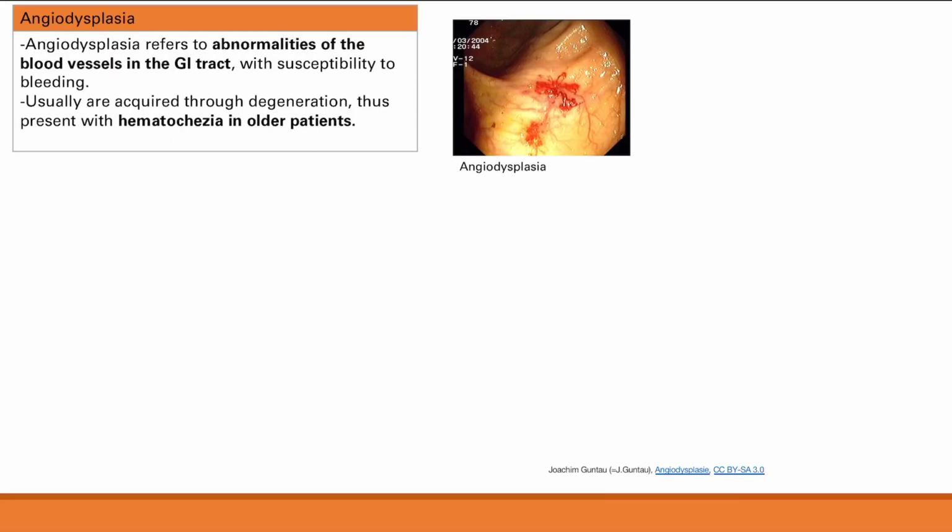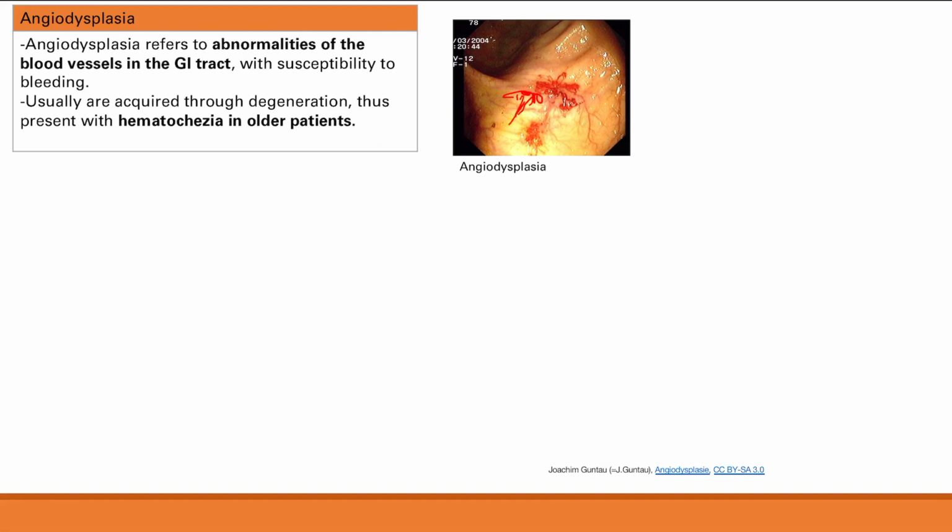Simple as that. Next is angiodysplasia. Angio refers to blood vessels. Dysplasia means abnormal. It's not right. So there's abnormalities of the blood vessels in the GI tract. So we can just look at the name, you already know. And there's abnormalities, as you can see here, that looks like it could bleed pretty easily, okay? And that's true. It's susceptibility to bleeding.